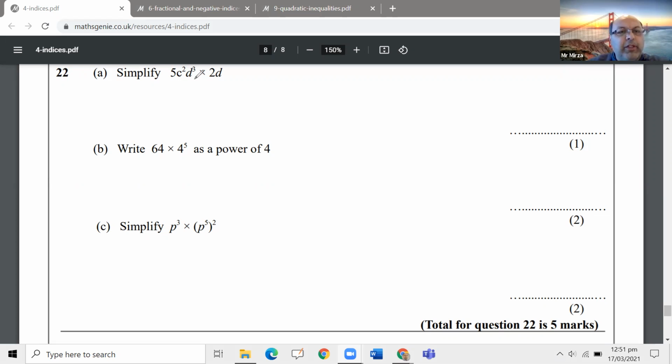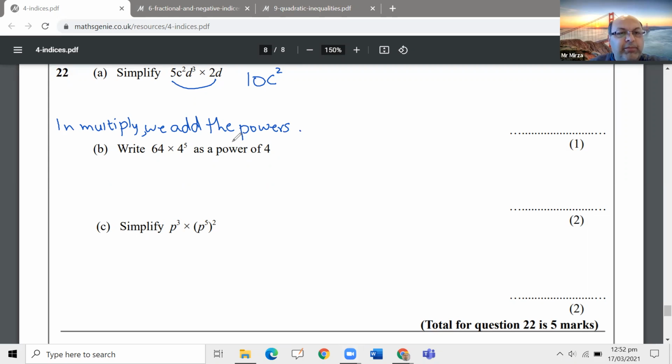We have 5c squared d cubed times 2d. So let's do numbers first. 5 times 2 is 10. C squared is only one of them. There's no other c squared. But the laws of indices says in multiply, we add the powers. So in multiply, we add the powers.